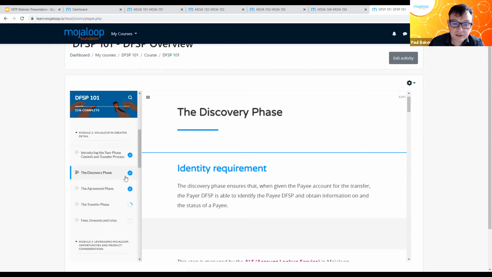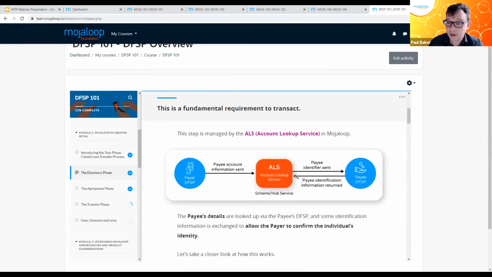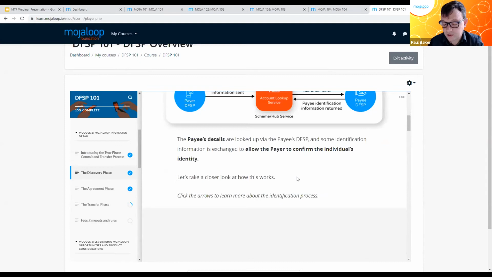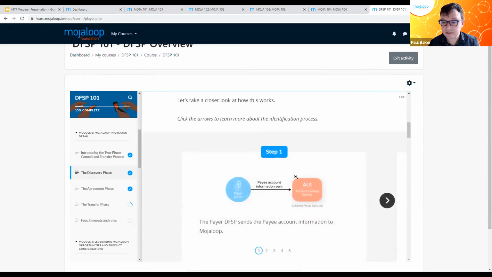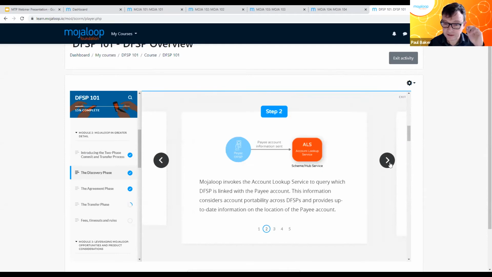I'm going to jump straight to the discovery phase, and here we start to talk about the ALS lookup, because this is the key part that is going to resolve who in fact that payee identifier represents. So there are two things that need to be resolved. The first one is which DFSP it needs to go to, and the second one is in fact the individual account for that DFSP.